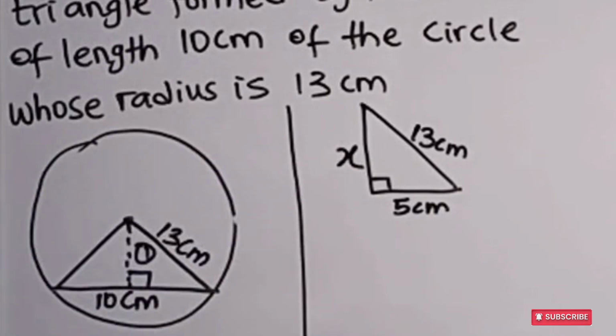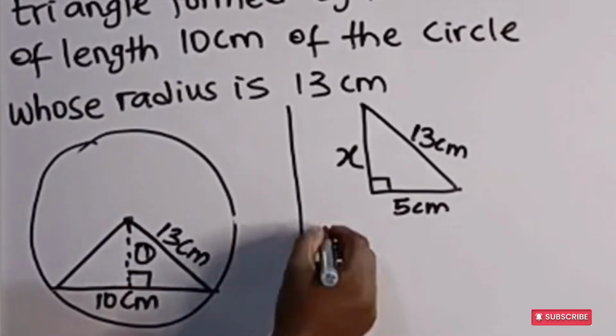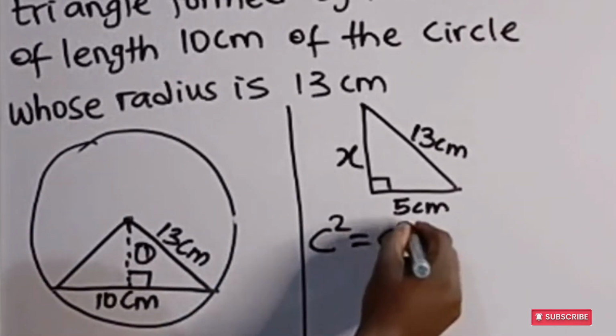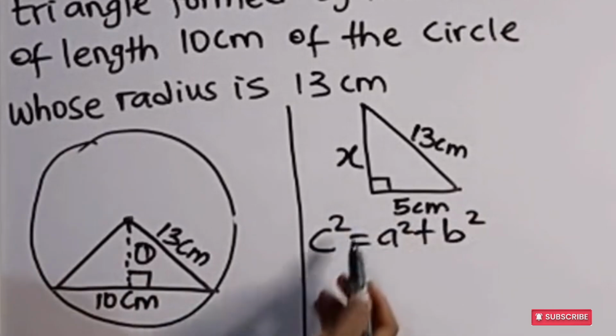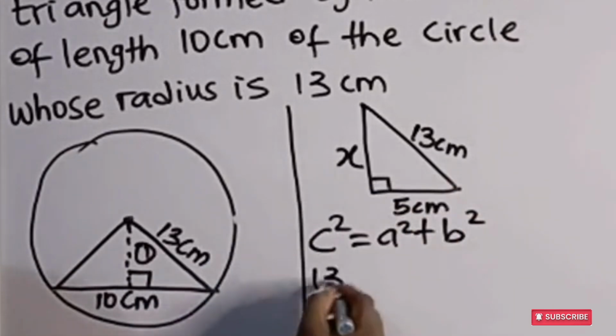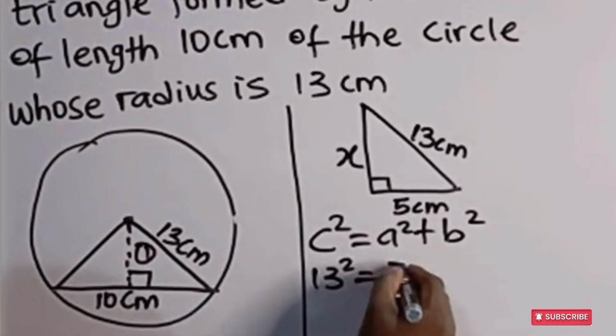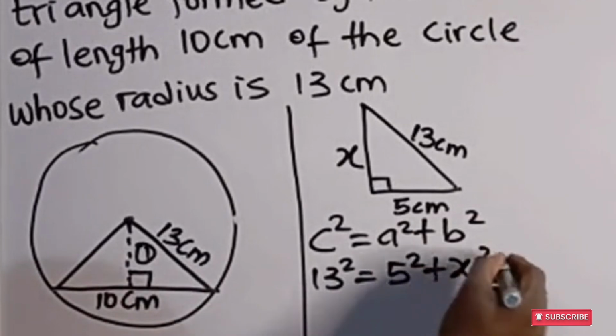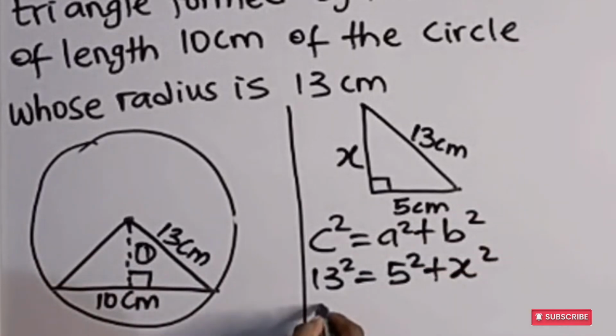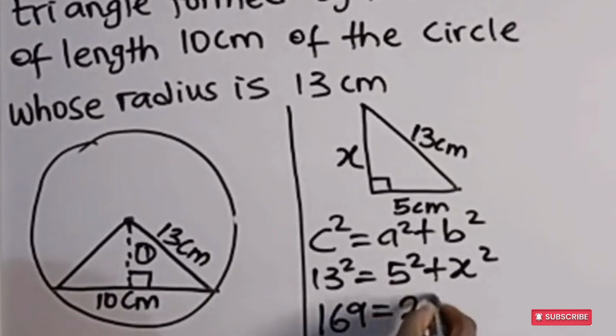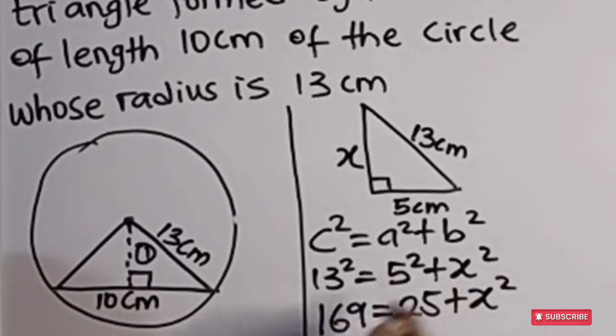So we need to find the value of x, right? So we use Pythagoras theorem. C squared is equal to a squared plus b squared. Our c is 13, so 13 squared is equal to 5 squared plus x squared. So 13 squared is 169, is equal to 5 squared, which is 25, plus x squared.